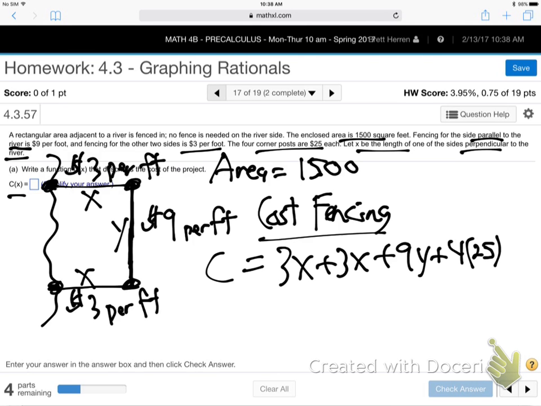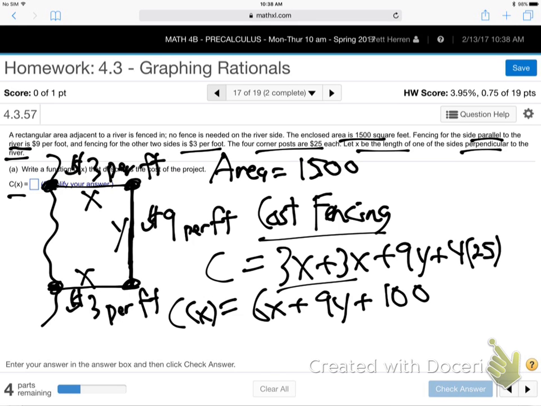So now, let me just clean that up a little bit. That's 6X plus 9Y plus 100. We're happy with that formula, except we don't want Y. They want C of X, right? The original question says, give me C of X. They only want X, no other letters. They're fine with the 100. They just don't want any other letters. So what do I do? I need some other piece of information that I haven't used that will establish a relationship between X and Y. What other piece have I not used?